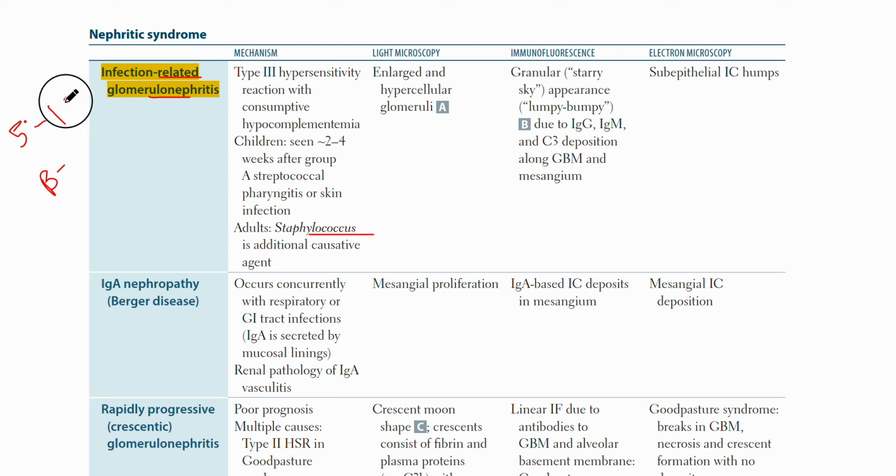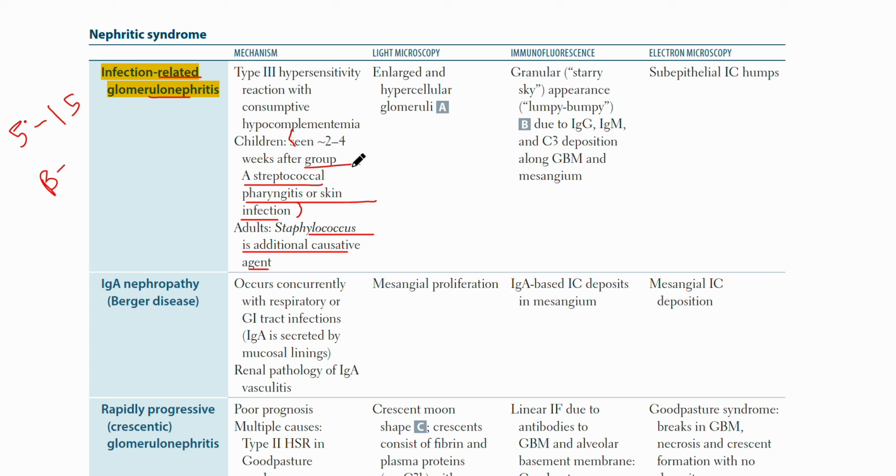This is most commonly seen, and that is why. Why is that? Because Staphylococcus is an additional causative agent, obviously, and also group A beta-hemolytic streptococcal pharyngitis or infection is causing it, right? This occurs 2 to 4 weeks after this infection.